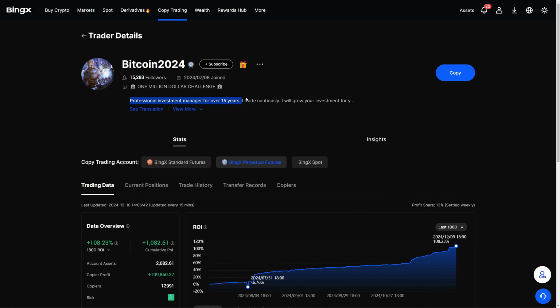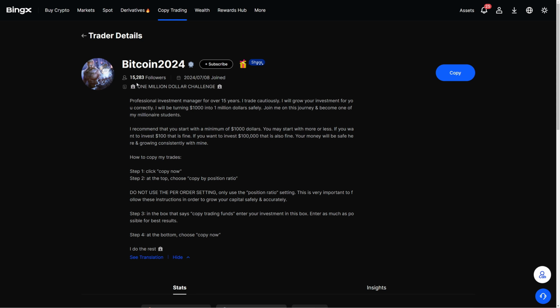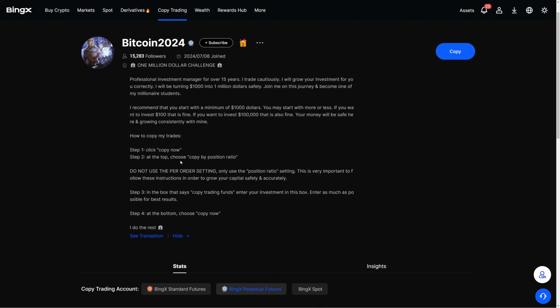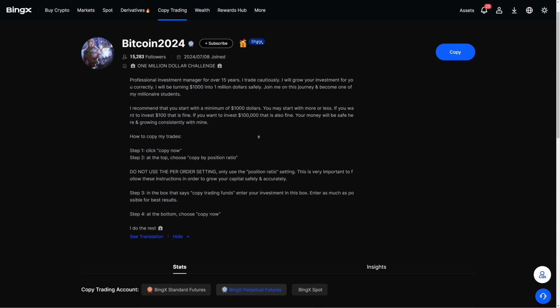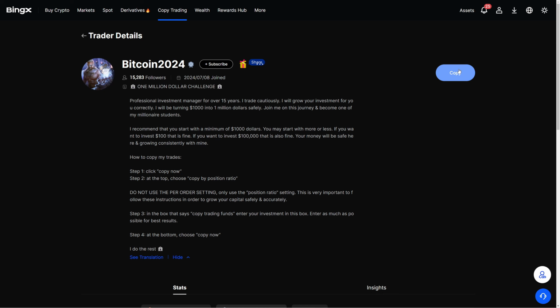Lastly, you can also see he has a text about himself. When you click on view more, you can read everything that he's using here. And he also has some instructions that you should copy by position ratio, which is also what we will do now. So we have now analyzed this trader. In my opinion, this looks decent. And I will now copy this guy by clicking on copy on the right-hand side.